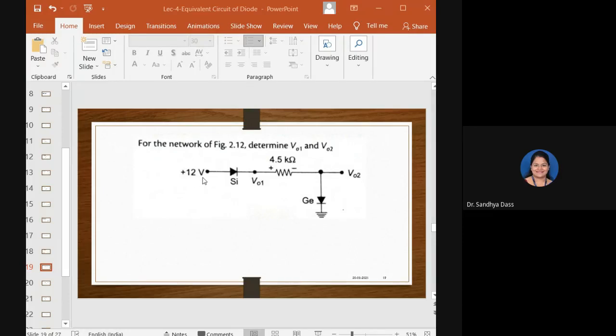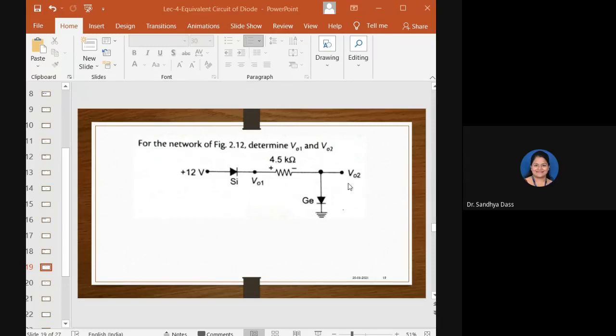See, the applied voltage is 12 and the diode indicated here is silicon type. So the drop across this point, how do you measure? It will be 12 minus, silicon type means it is 0.7, right? 12 minus 0.7 will be the voltage you can expect here at the point VO1. Are you with me? So that would be 11.3 volts. Okay.